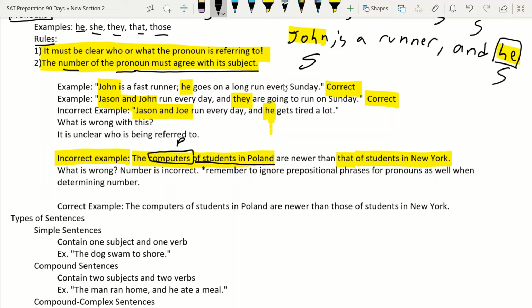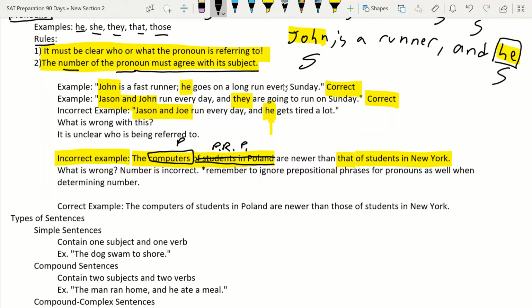Let's think back to what we learned before. We learned that we ignore prepositional phrases when determining number with subjects and verbs. We do the same thing with subjects and pronouns. We ignore our prepositional phrases. So we're going to ignore this prepositional phrase. I'm going to put PRP for prepositional phrase. We're going to ignore that, so we actually cross that out. We ignore that part of the sentence when identifying our pronoun and the subject that it's referring back to.